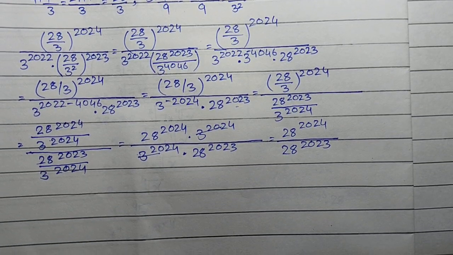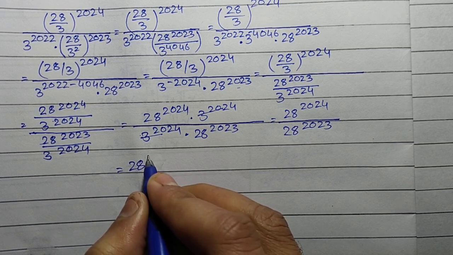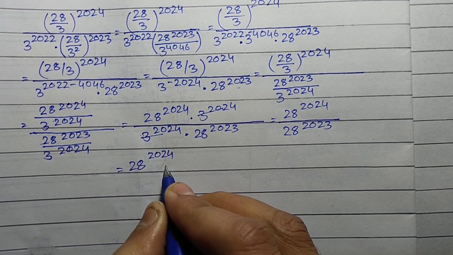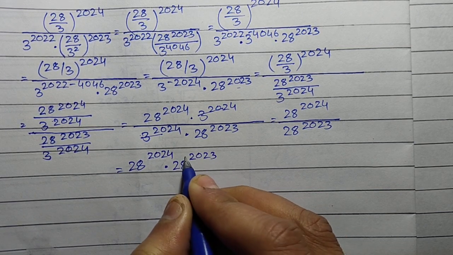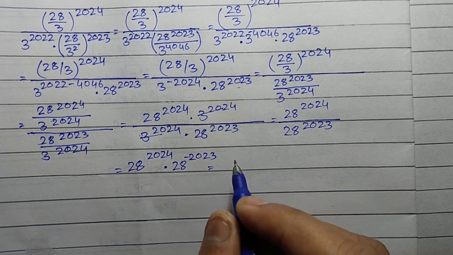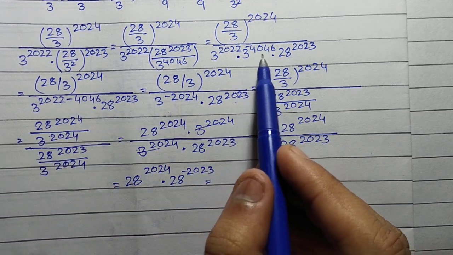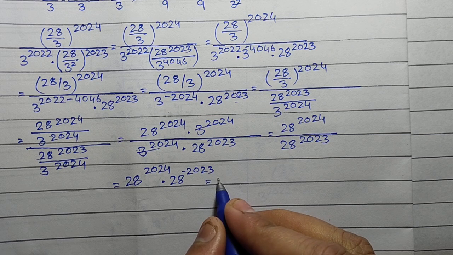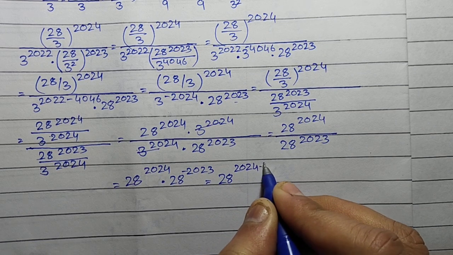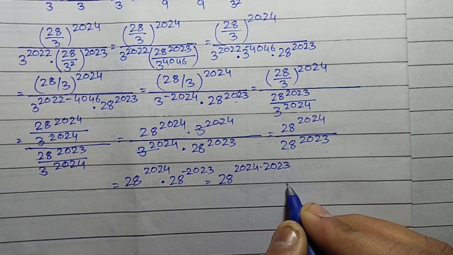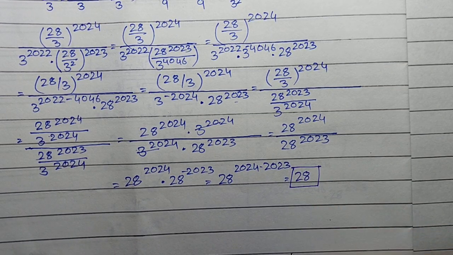And now this can be simplified like this: 28 raised to power 2024 times 28 raised to power 2023 but in minus sign. Okay, the same law of exponents was used here as well, like this, here and here. 28 raised to power 2024 minus 2023 is 28 raised to power 1, and this will be 28, and this is our answer.